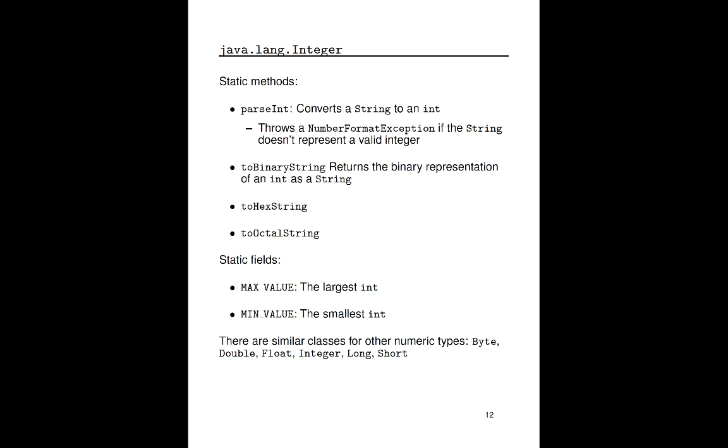java.lang.Integer also has a toBinaryString static method that will return the binary representation, ones and zeros, of an int, and it'll return it as a string. Similarly, it has toHexString and toOctalString. There are also two static fields that all the numeric types have that provide the maximum value of the type. In this case, Integer.MAX_VALUE is the largest int, and MIN_VALUE the smallest int. And as I said, there are similar classes for all the other numeric types like byte and float and short.